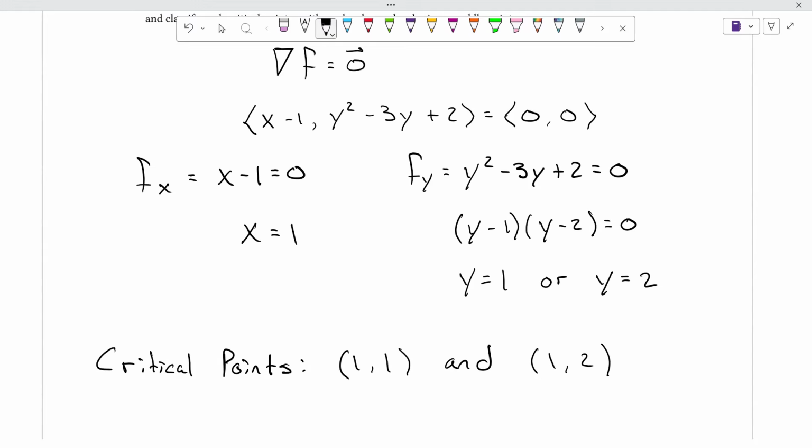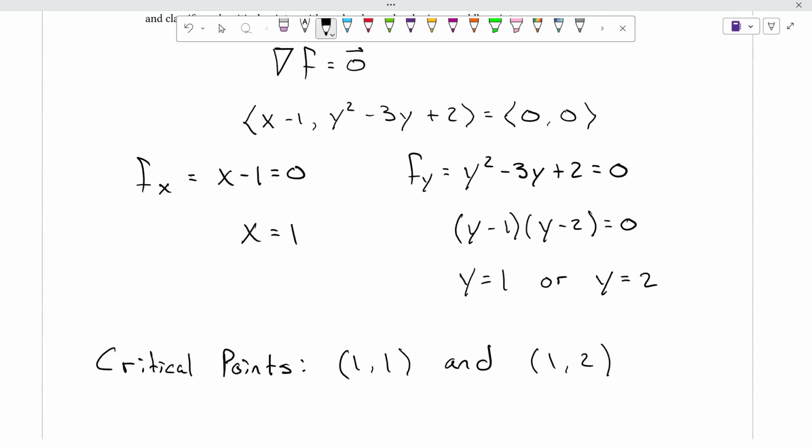This one was a fairly straightforward system to solve. I did not need to substitute from one equation into another, which was mighty kind, because often that can be a bit of a headache. But yeah, x has to be 1 at critical points, and then y has two options, either 1 or 2.